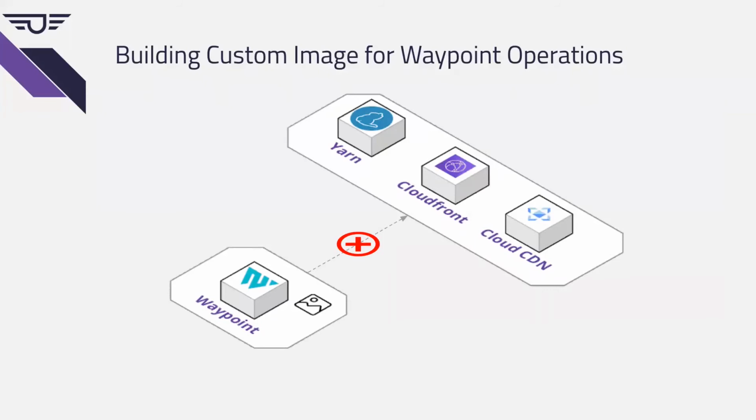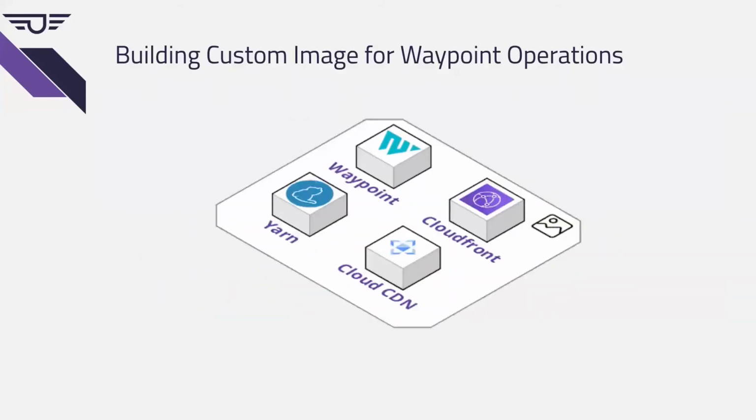Waypoint does not currently have a community plugin system for making custom plugins generally available. Our plugins also had their own dependencies like Node.js and Yarn to build static files, or gcloud CLI for Cloud CDN provisioning. In the end, we decided to create our own custom Waypoint development and release images that can be pulled from Docker Hub.